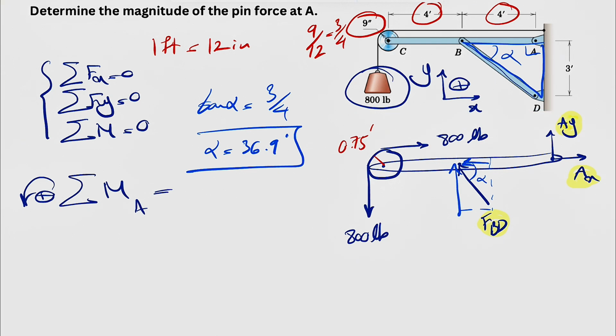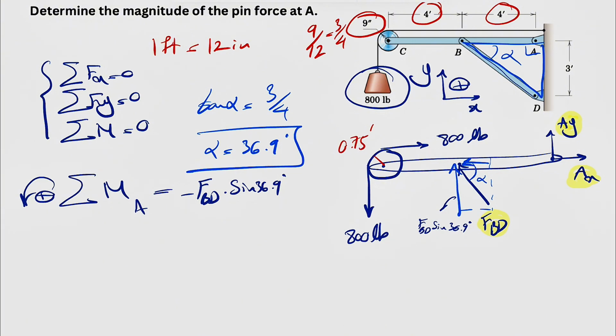So it's a clockwise moment, so negative FBD, we're going to have sine of alpha, sine of 36.9. That's going to be this one. So this is FBD sine of 36.9 degrees. And the other one would be cosine, the horizontal component. So that's pretty much for FBD.